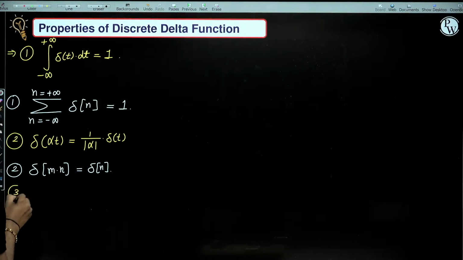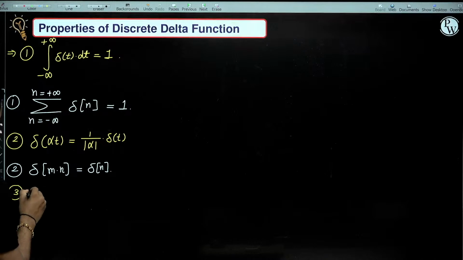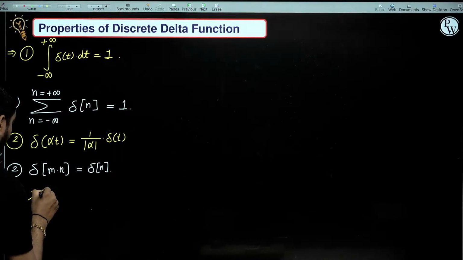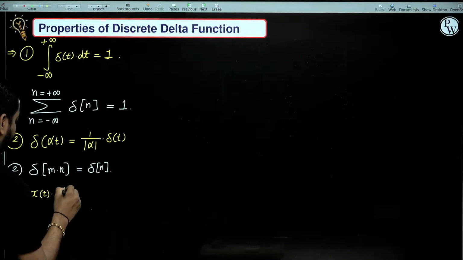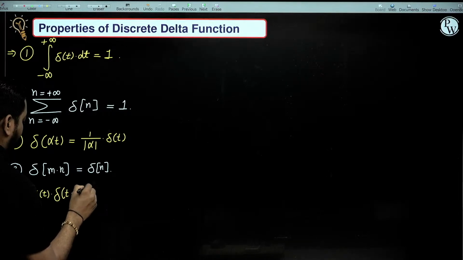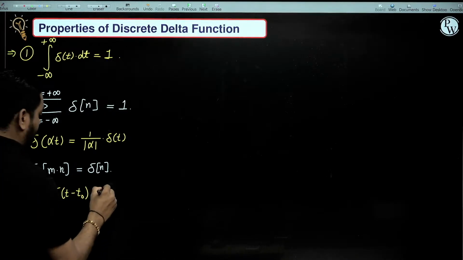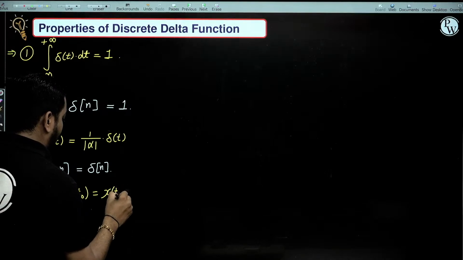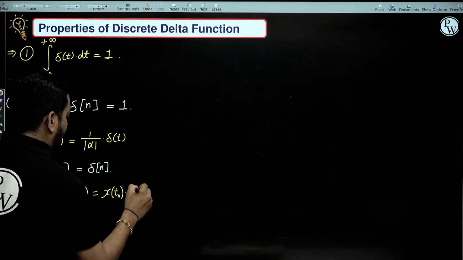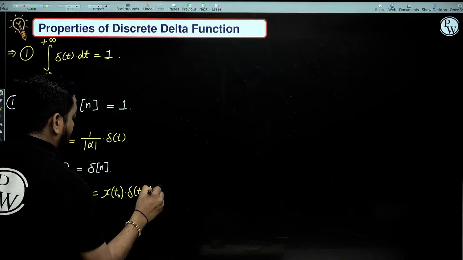The third property is the product property. If any general signal x of t is multiplied with an impulse located at t naught, then the answer will be x of t naught into del t minus t naught, guys.